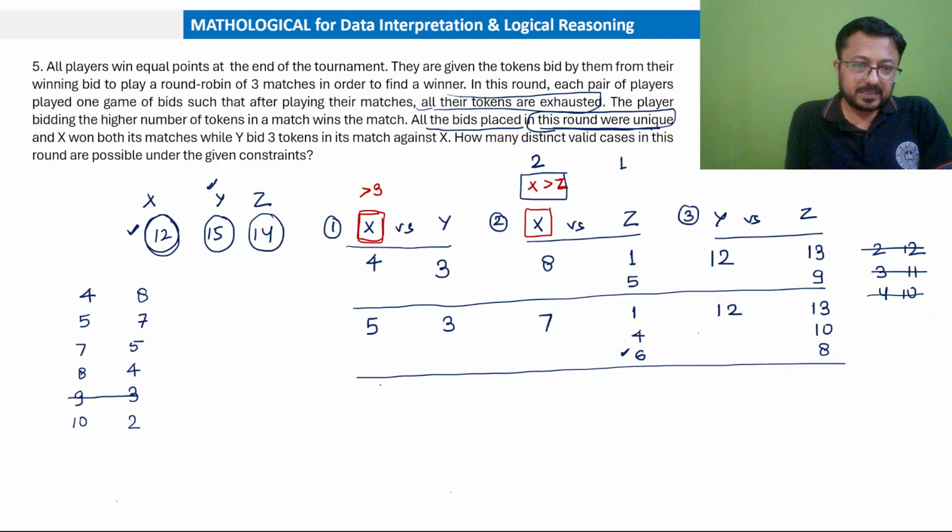नेक्स्ट case लेते हैं. x has bid 6 in the first round, not possible. ये case ही possible नहीं होगा क्योंकि दोनों round में 6 तो place ही नहीं कर सकता. तो next case will be 7 and 5. 7 versus y and 5 versus z. So now 1 and 13 is a possibility. 2 and 12 not possible. 3 not possible. 4 and 10 is possible. 5 not possible. और 5 से बड़ा कुछ भी possible नहीं होगा because x is won.